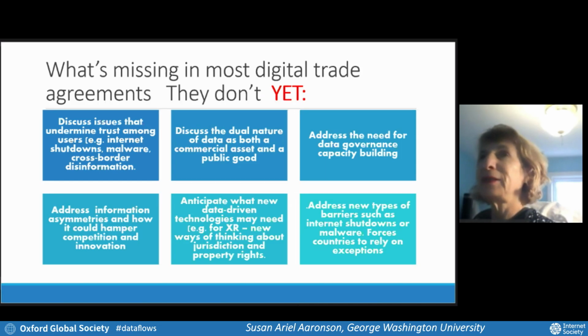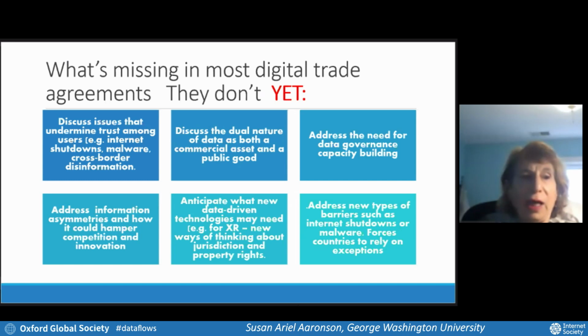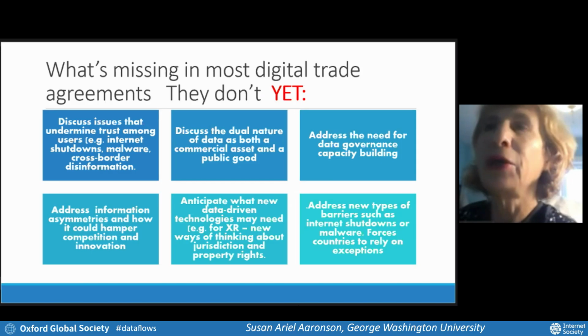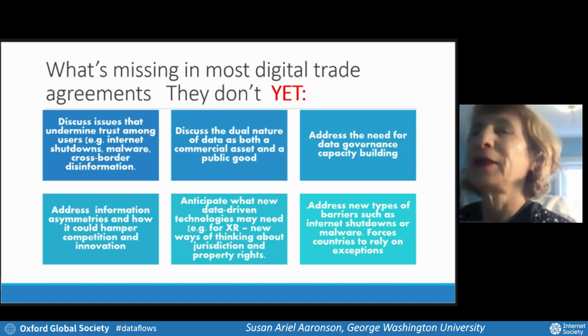They don't address the need for data governance capacity building, which is why so many countries, just as they pay rents on intellectual property, are pretty angry if they don't have data-driven services, that they'll have to import those in order to export commodities. And so we should be helping these countries develop the capacity to govern data. They don't address information asymmetries. That's another aspect of that point. I'm going to go into that a little bit more, and how that can hamper competition and innovation, right?